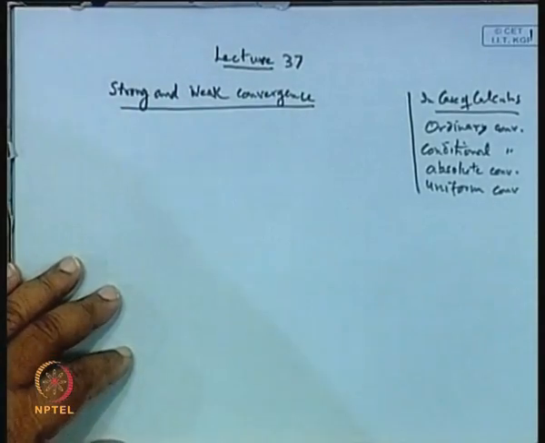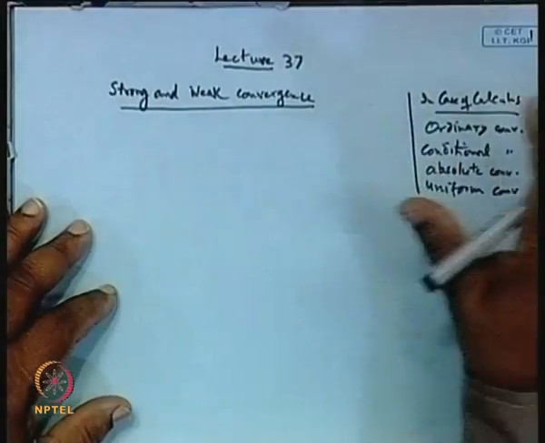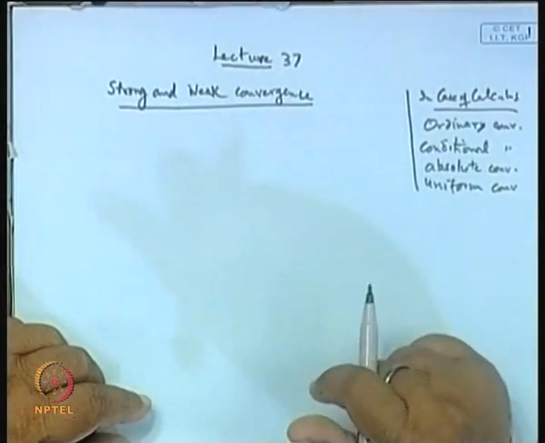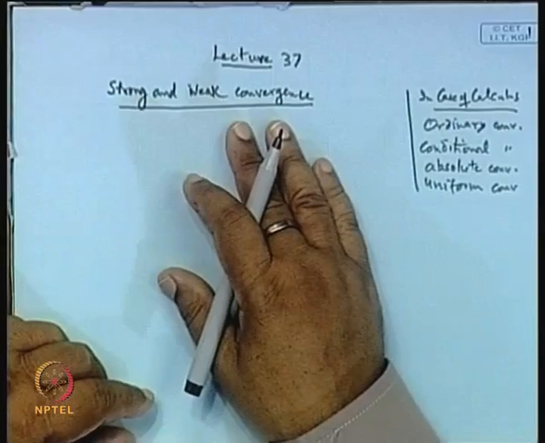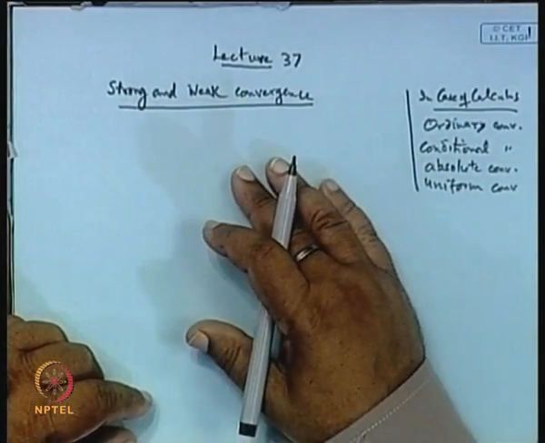It means the epsilon should not depend on the point. Mod of f n x minus f m x should remain less than epsilon, whatever x and z may be. Epsilon should not depend on the point, but in case of the convergence of the points, the point is important. So, these are the various concepts of convergence in case of calculus. The same type of concepts we also have in functional analysis.